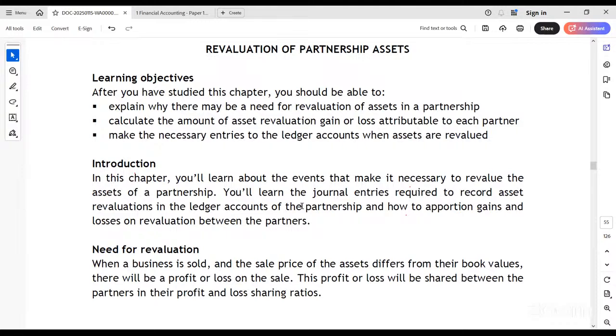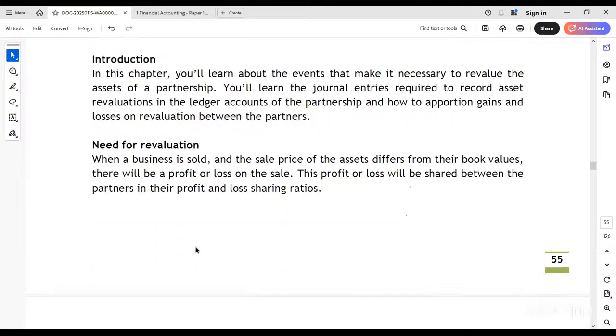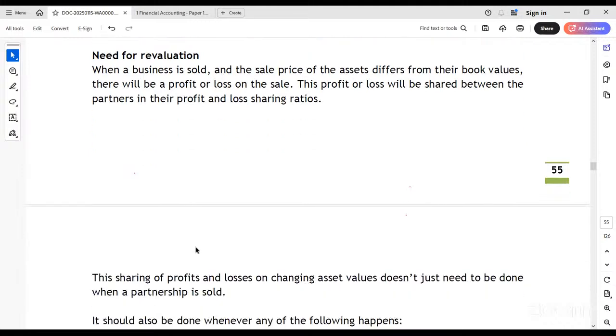Why do we revalue these assets? Need for revaluation. When a business is sold and the sales price of the assets differs from their book values, there will be a profit or loss on the sale. That profit or loss will be shared between the partners in their profit and loss sharing ratio.